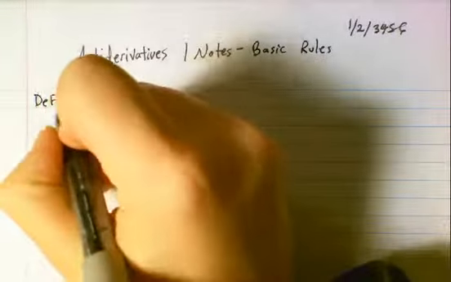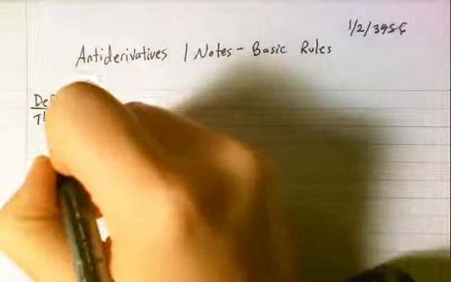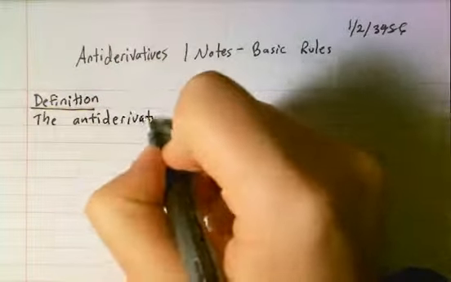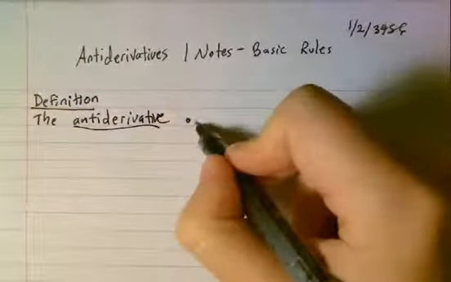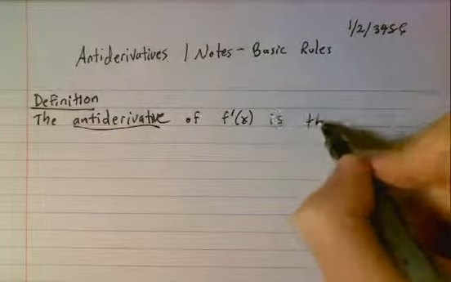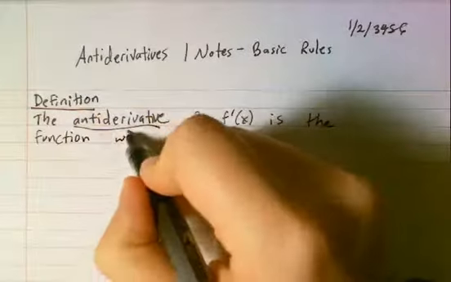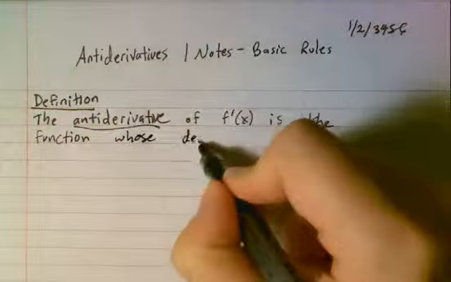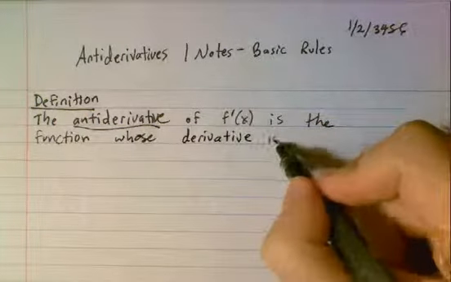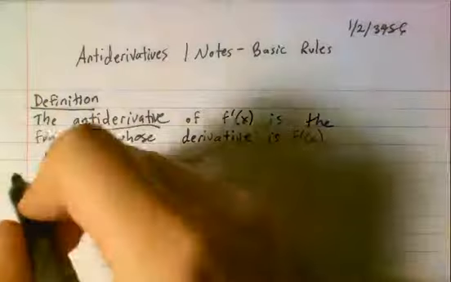So the definition: the antiderivative of f prime of x is the function whose derivative is f prime of x. There's also a symbol for this.